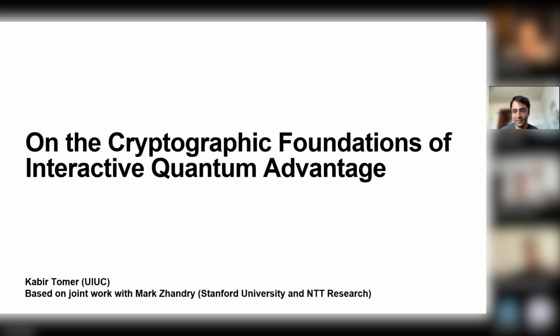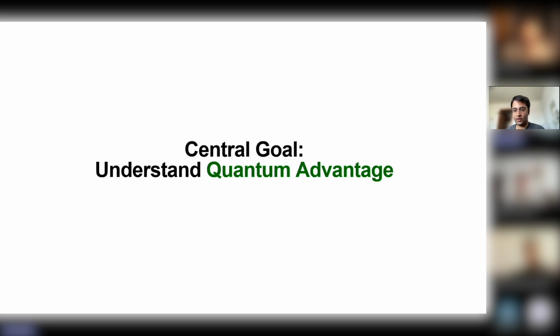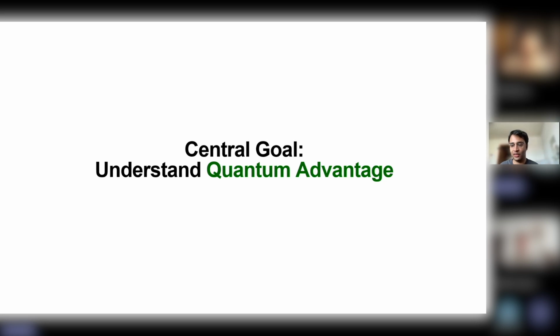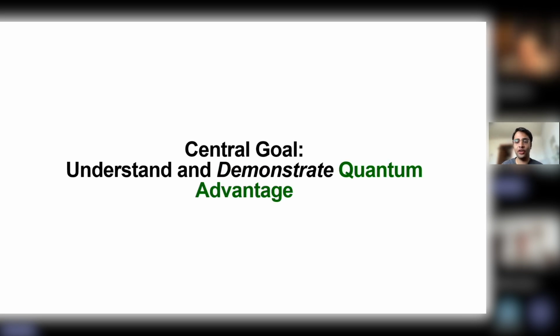So let's start. The first thing I want to note is that one of the central goals of quantum computing research, if not the central goal, is to understand quantum advantage, which is to say, when can quantum computers actually do something that efficient classical computers cannot. And we want to not just understand, but also demonstrate quantum advantage, which means we want our quantum advantage to be efficiently verifiable. No point doing something if you can't even tell that you've done it.